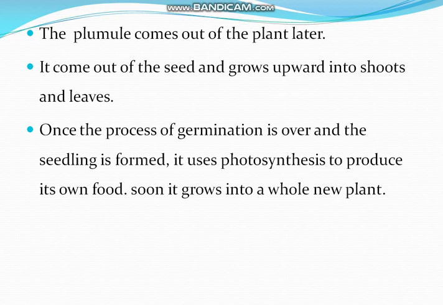Once the process of germination is over and the seedling is formed, it uses photosynthesis to produce its own food. So it grows into a whole new plant. That is the process of germination. The first step, the radicle grows first and comes out of the seed, grows inward into the soil and starts to absorb water and minerals from the soil. After that, the plumule comes out of the seed and grows upward into the shoot and leaves. That is the process of germination.